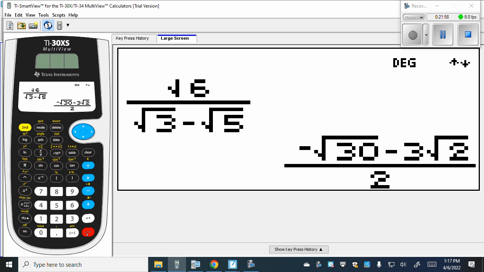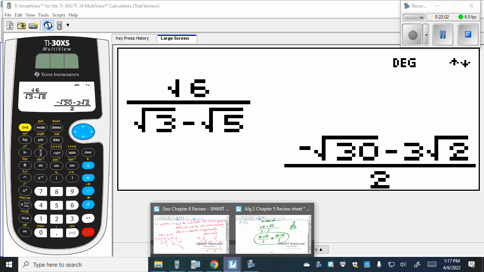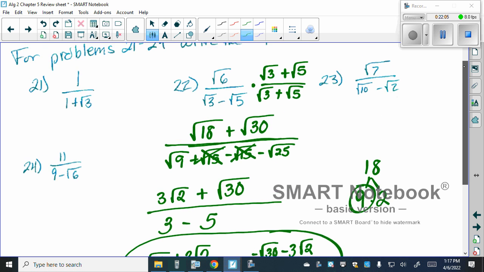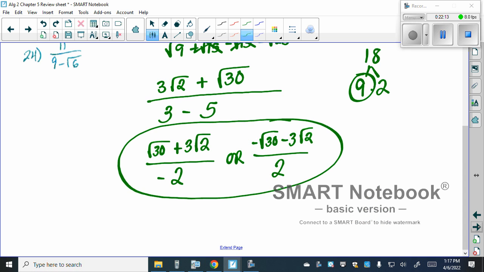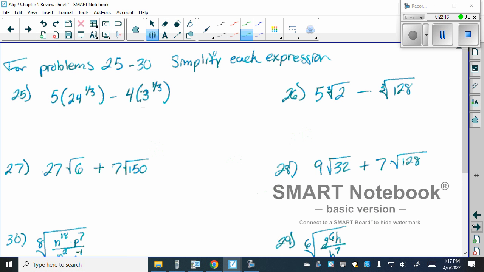Any other questions on these here? Any other questions on 21 through 24? Next page. Let me check one thing.